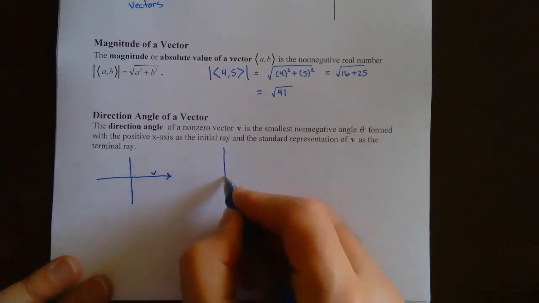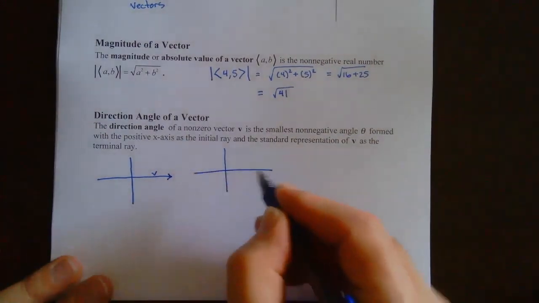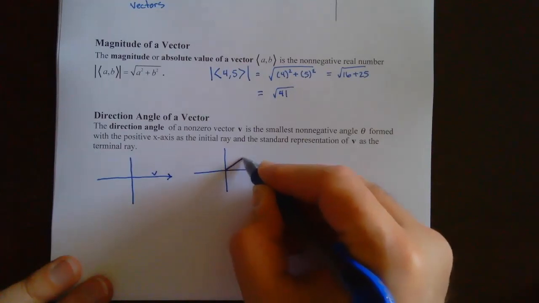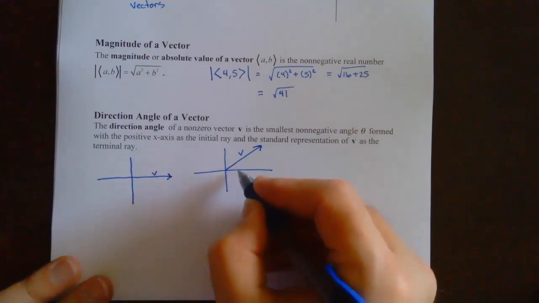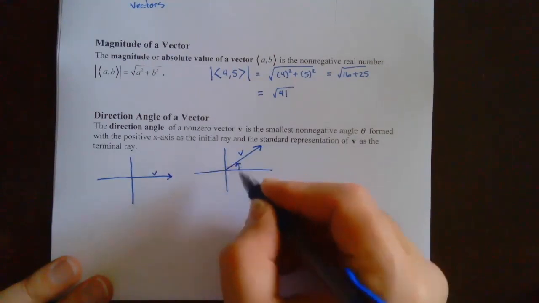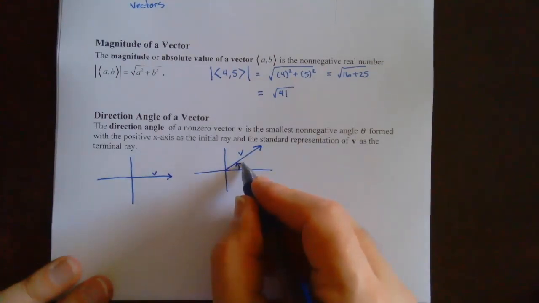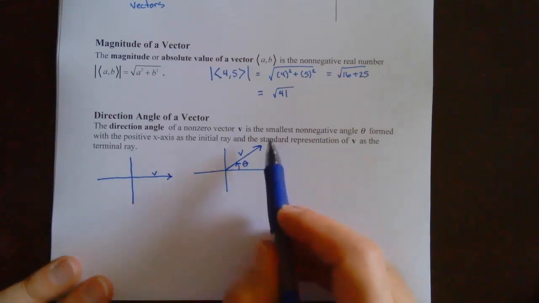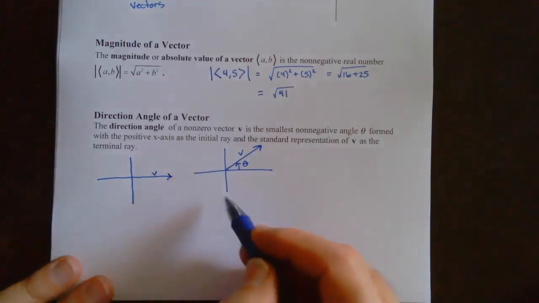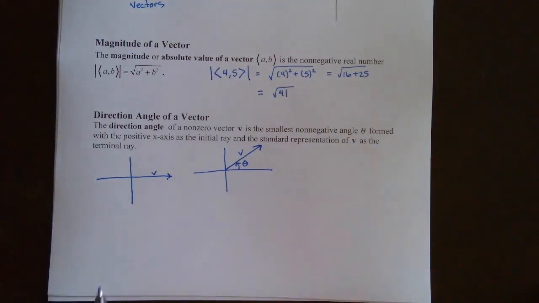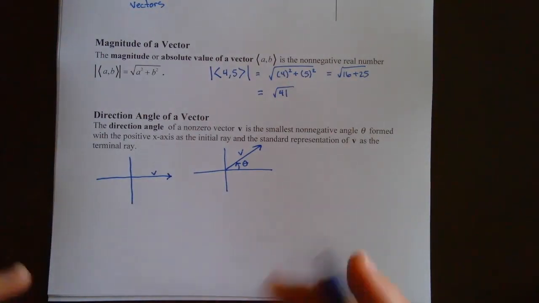Some other situations that could happen: you could land in the first quadrant, and this would be the vector v that I'm talking about. This would be the angle right here, angle theta. And it has to be the smallest, so we can't go around twice, or once, more than once. So all of these angles are between 0 degrees and 360 degrees. And with vectors we use degrees, not radians.